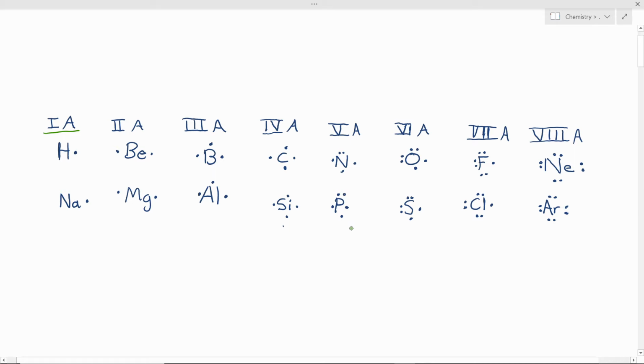It changes here in group 5 when the elements like to make 3 bonds, and then in oxygen's group 6, they like to make 2 bonds. Fluorine's group 7 likes to make 1 bond, and the noble gases don't really like to bond, as they have their octets filled here. They have 8 electrons and they're happy.